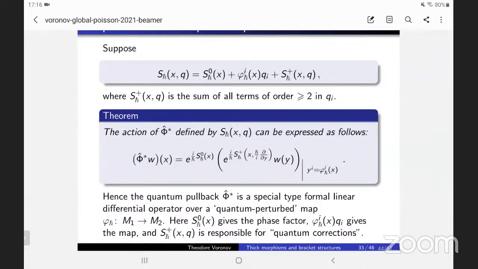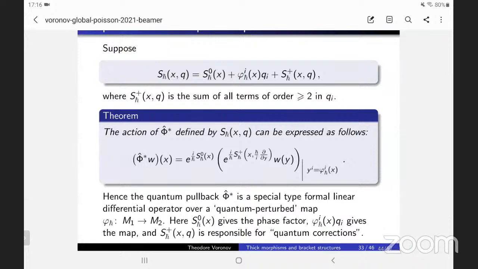So look at the formula. What you have to do is take your function W, and then apply to this W the formal H differential operator, which is obtained by substituting Q, the momentum variable for the target manifold, by H times the partial derivative with respect to Y.